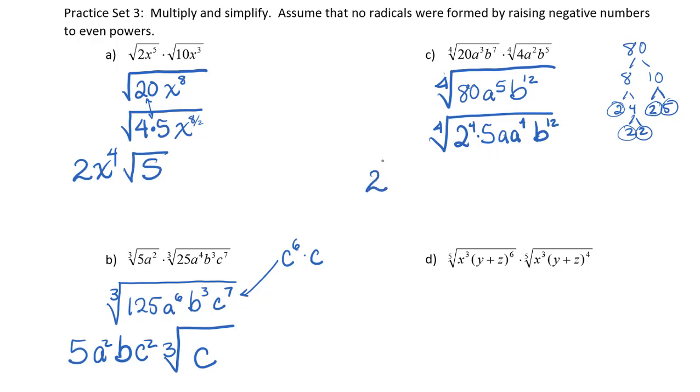Now we can take out a 2. 4 divided by 4 is 1, so 2 to the 1. 5 is not coming out of the radical. A is not coming out of the radical, but a to the fourth can come out one time, because 4 divided by 4 as the index gives me 1. b to the 12th divided by 4 will give me b to the third. And so my remainder inside the radical, we'll make sure we put that 4 as an index on there, is 5a.